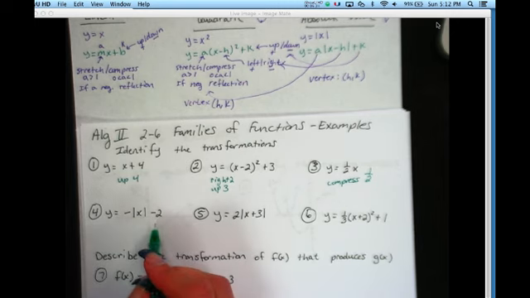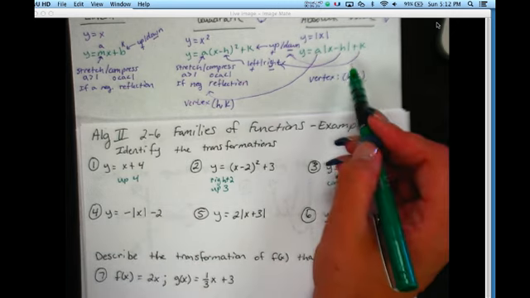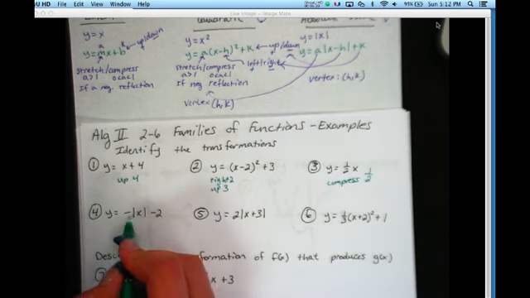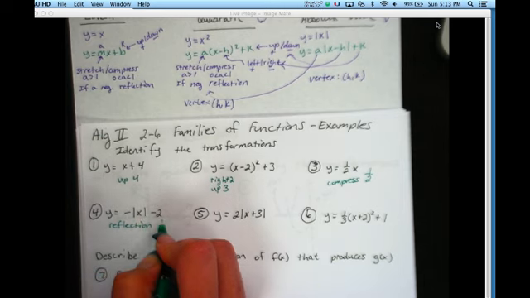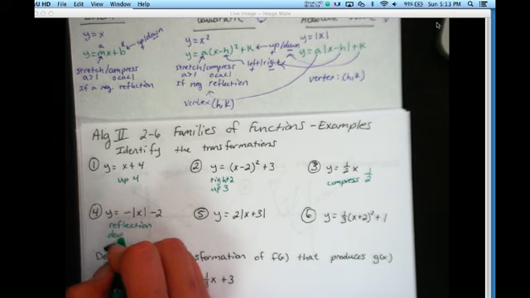The next one we have absolute value. So now we're over to this set of general equations. The negative tells us that we have a reflection. There's nothing being added on the inside, so it's not going to move left or right. And then the negative 2 on the outside tells us it's going to go down 2.